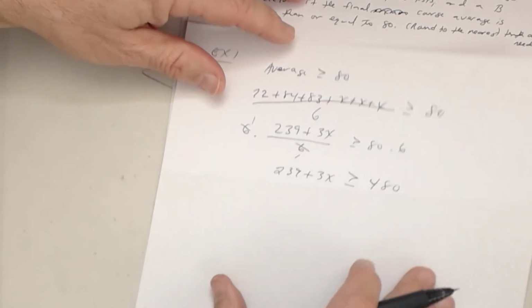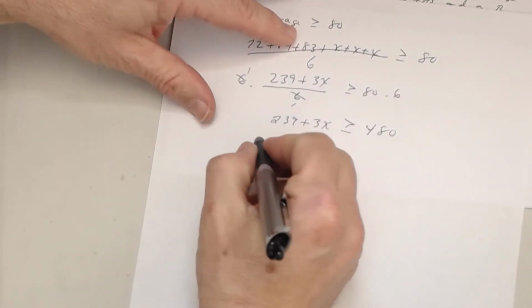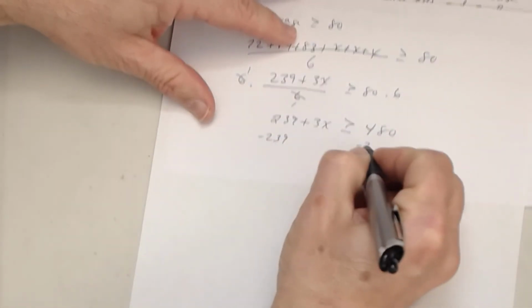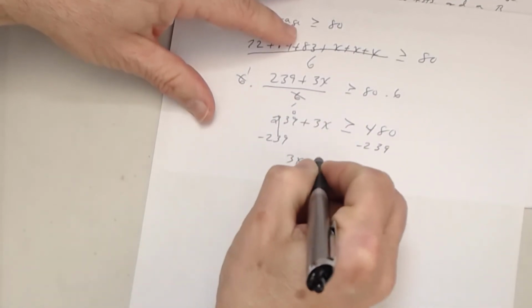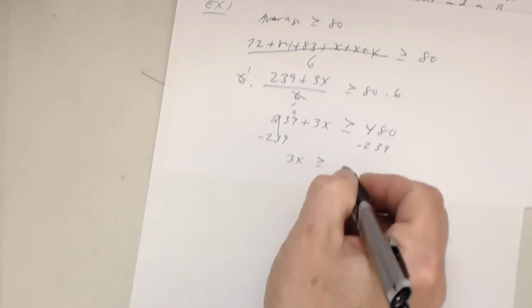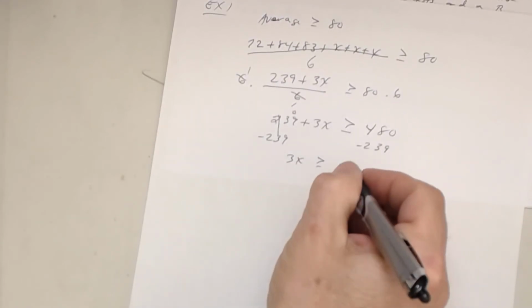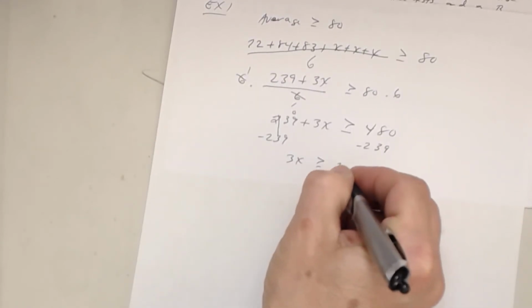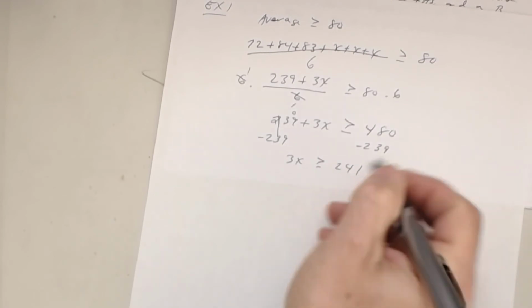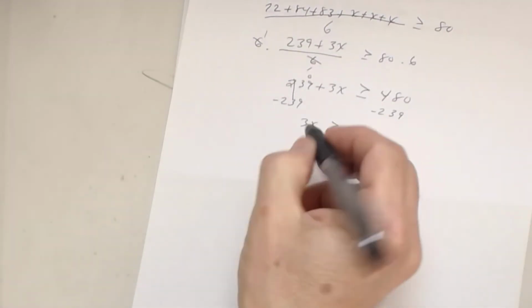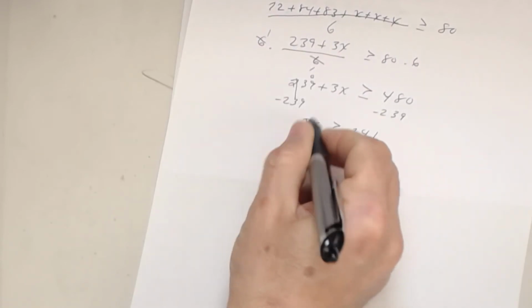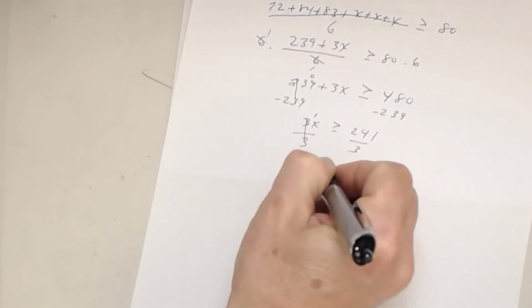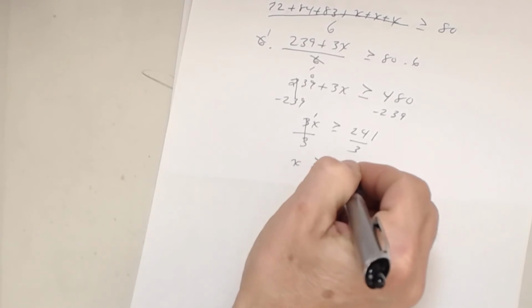What's the next step? Subtract 239. And so I get 3x is greater than or equal to, what's that on your calculator? Say it again? 241. I'm just writing what you're telling me. All right. Then divide both sides by 3. And so x must be greater than or equal to 241 over 3.